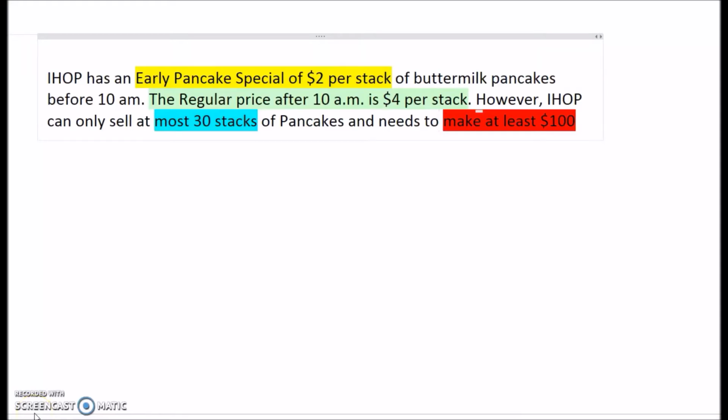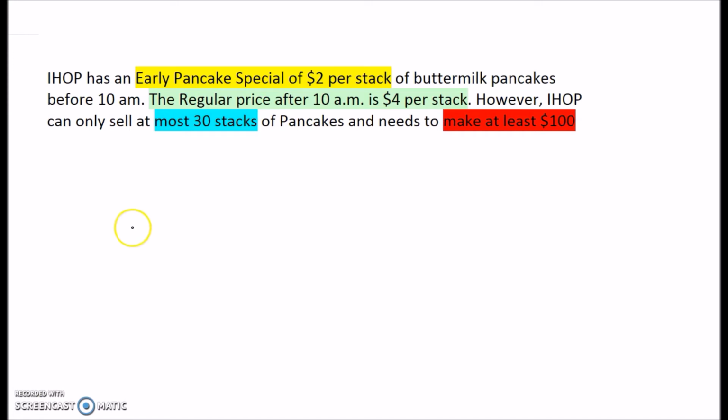IHOP has an early pancake special of $2 per stack of buttermilk pancakes before 10 a.m. The regular price after 10 a.m. is $4 per stack. However, IHOP can only sell at most 30 stacks of pancakes and needs to make at least $100. So now we have to make a system of inequalities.